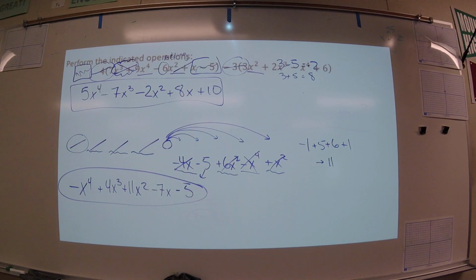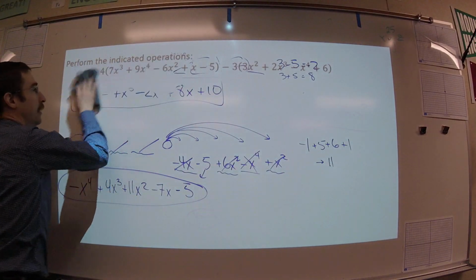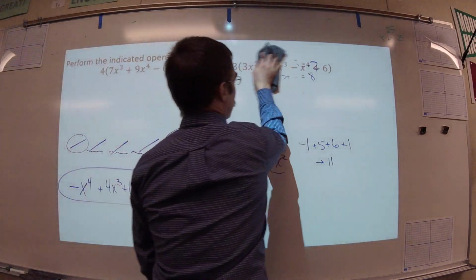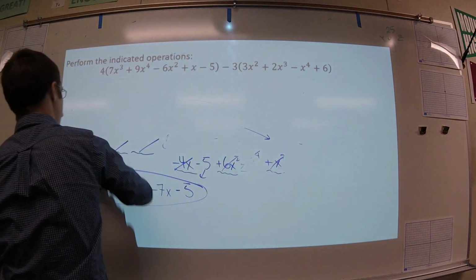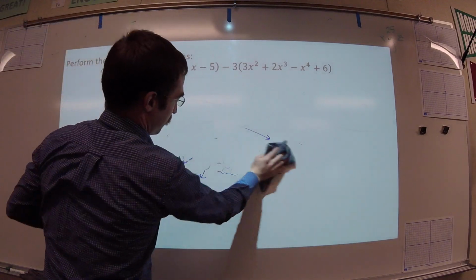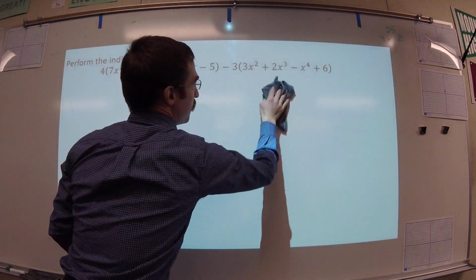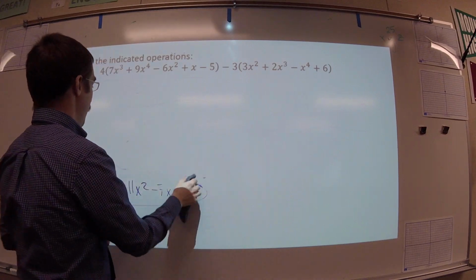So one more problem. Sorry for this big old mess. So this problem is slightly different than the other ones because these numbers out front, those numbers out front are telling me how many of each polynomial that we have.